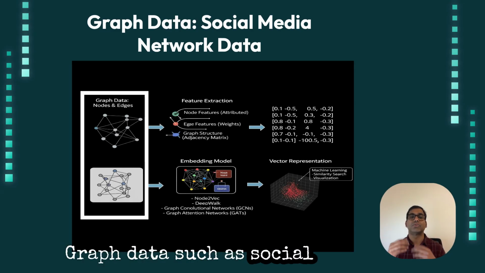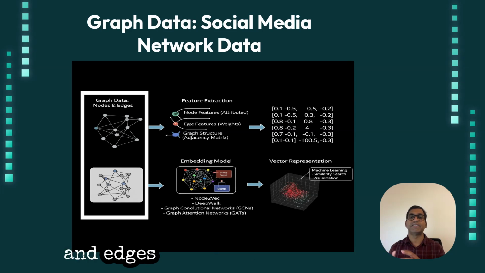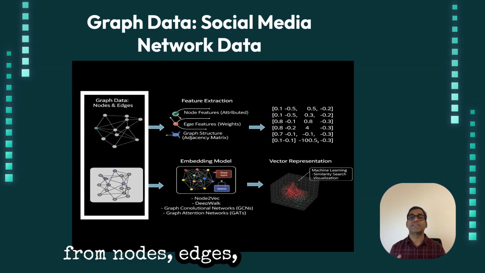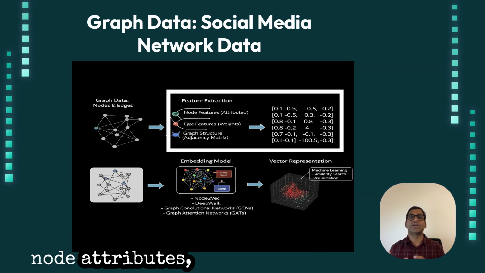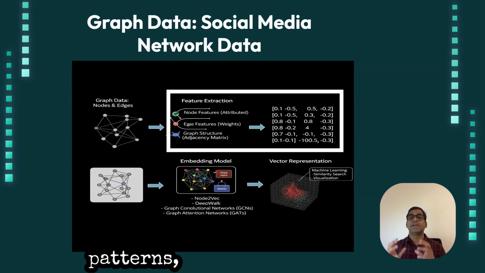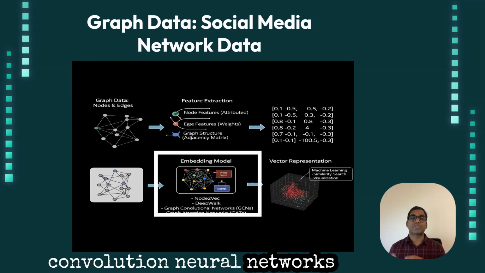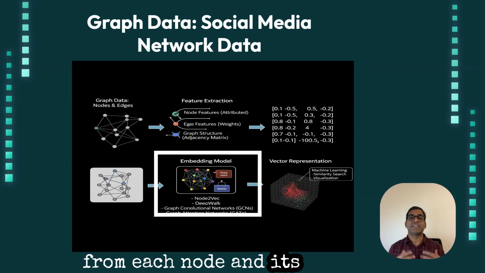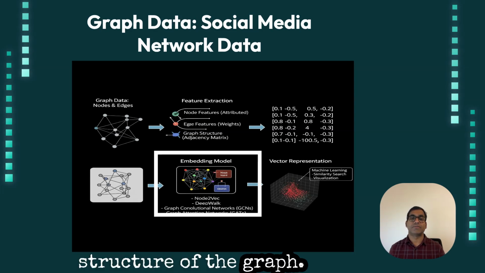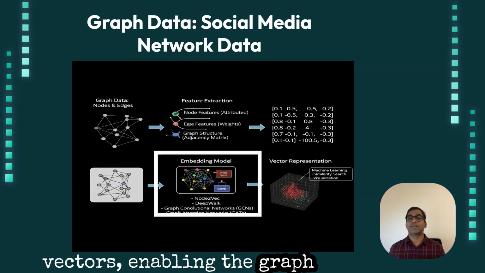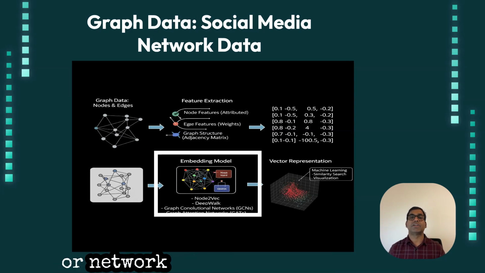Graph data, such as social media networks, has nodes and edges that represent entities and their relationships. To vectorize a graph, features from nodes, edges, and the overall structure such as node attributes, connectivity patterns, or graph embeddings are extracted. Further, graph convolutional networks extend traditional convolutional neural networks to gather information from each node and its neighbors to capture the structure of the graph. These features are combined into multidimensional vectors, enabling the graph to be used in machine learning or network analysis tasks.